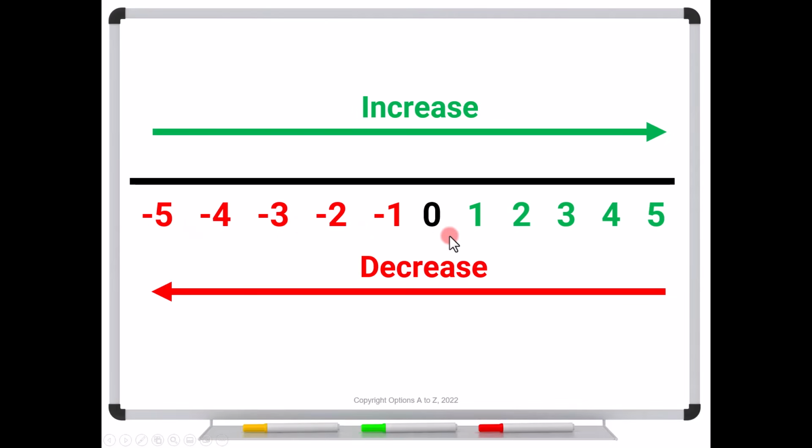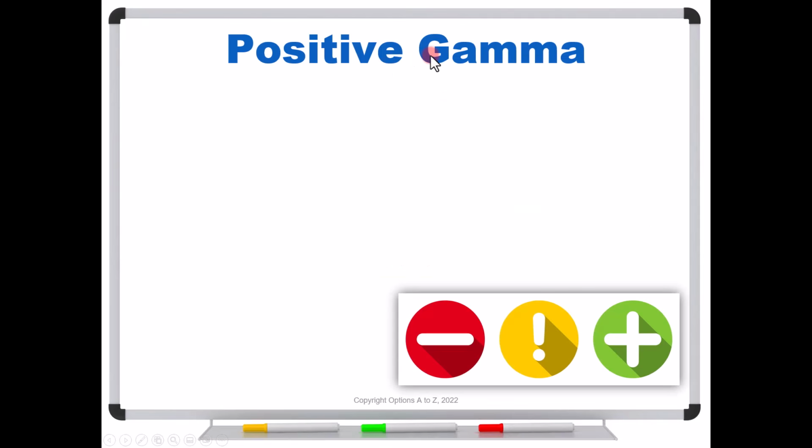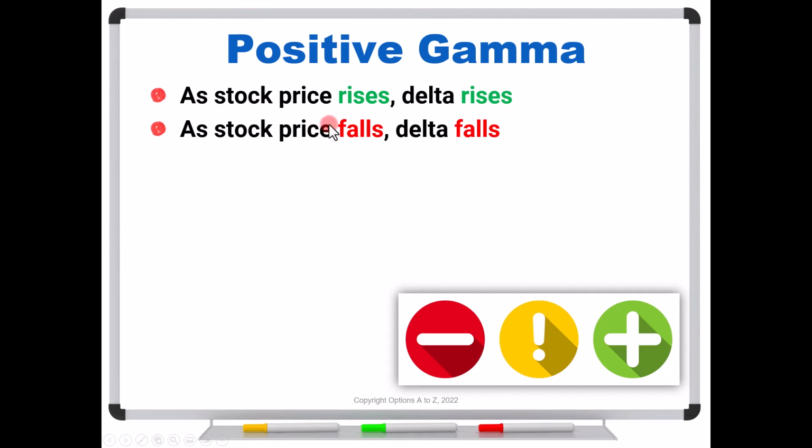So with that little side note right there, let's go take a look at positive gamma. The thing that you want to memorize for positive gamma is that as the stock price rises, delta rises. Notice it's a direct relationship. Stock price up, delta up. And conversely, as the stock price falls, delta falls. That's what it means to be positive gamma.